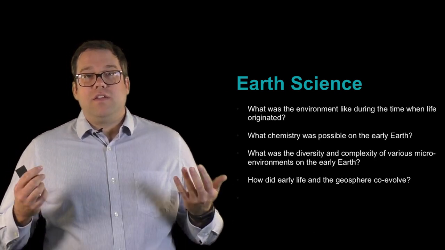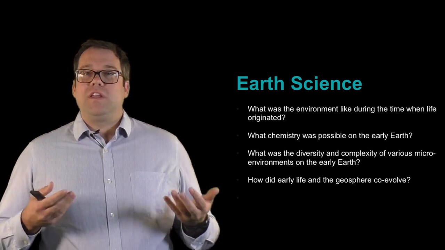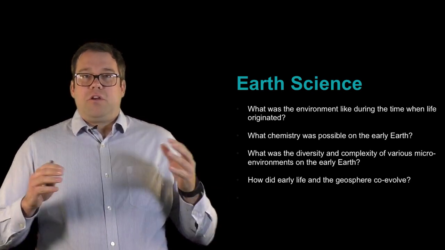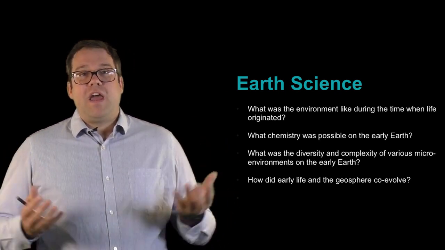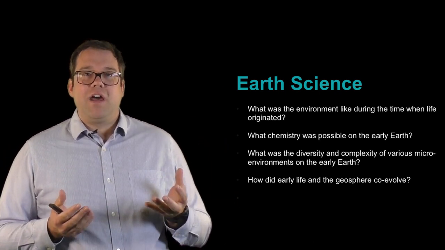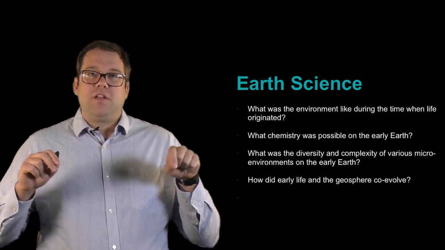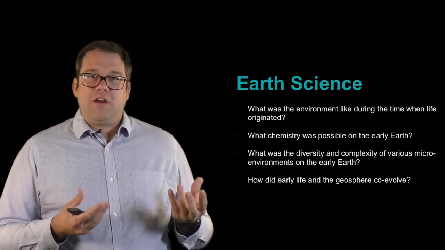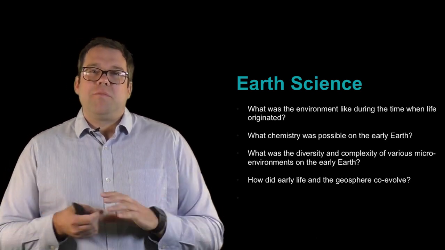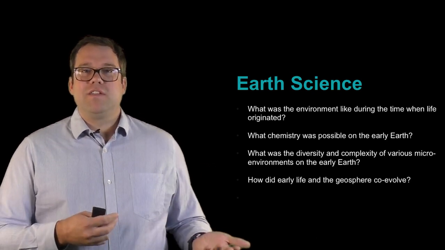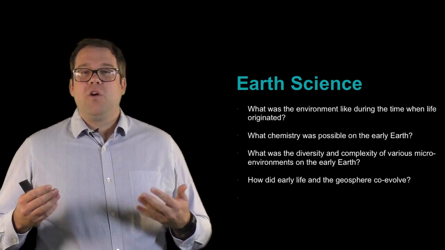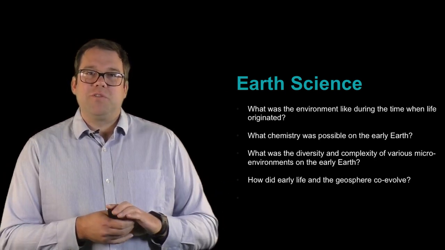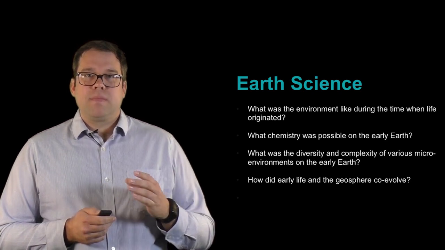Another question is, in this early Earth, what was the diversity and complexity of various microenvironments? So if we think about the early Earth not only as a different average chemical space than what we currently have, but also lots of different unique types of microenvironments existing in this very different planetary environment, which of those microenvironments were most likely to give us life in the first place, or to have the right type of chemical complexity to at least start down that trajectory towards a living organism.